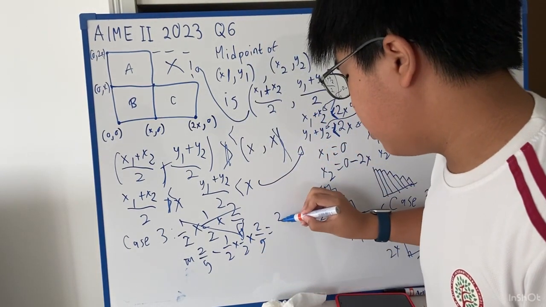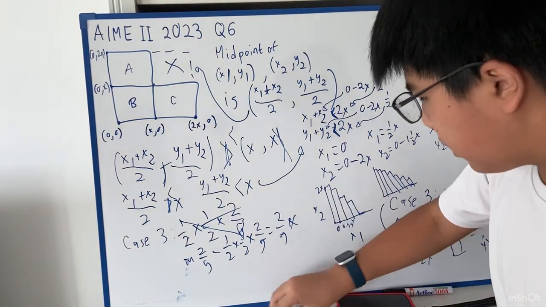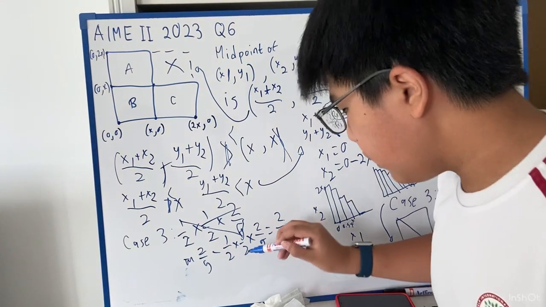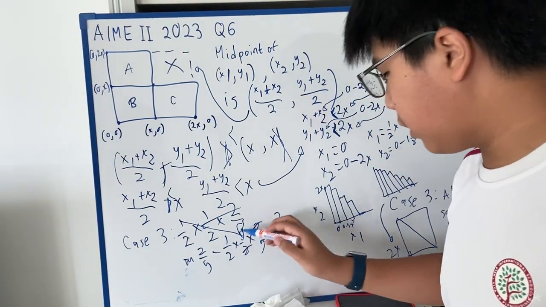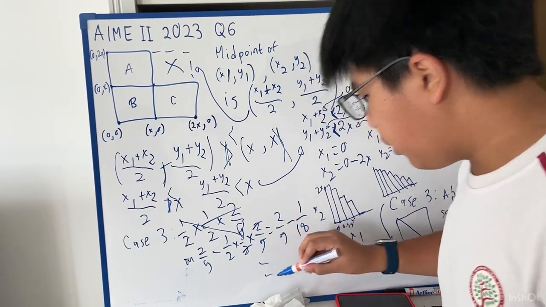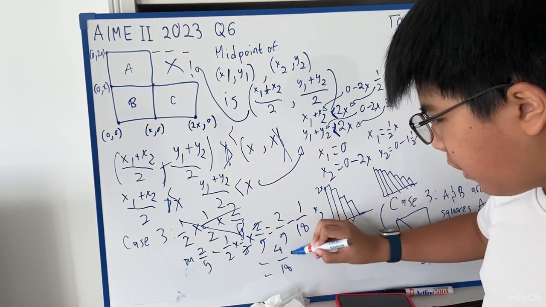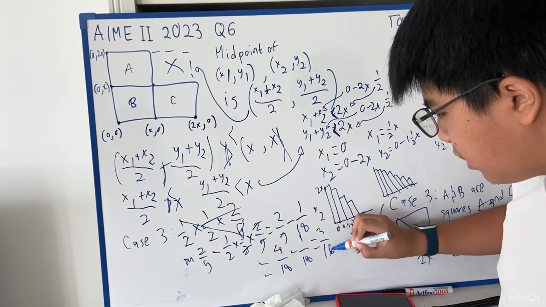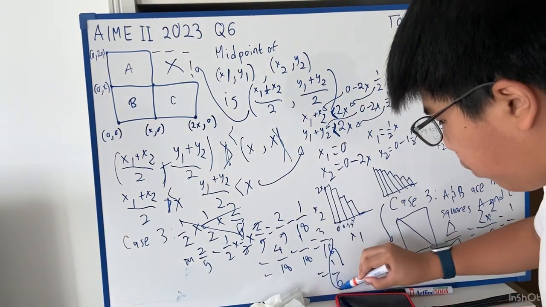And that will equal 2 over 9 times, okay, minus, so these two can cancel out, and therefore this is a 1. 2 times 9 is 18, and therefore if you know anything about fractions, 2 over 9 turns to 4 over 18 minus 1 over 18, and that equals 3 over 18. So, therefore, case 3 is 1 in 6.